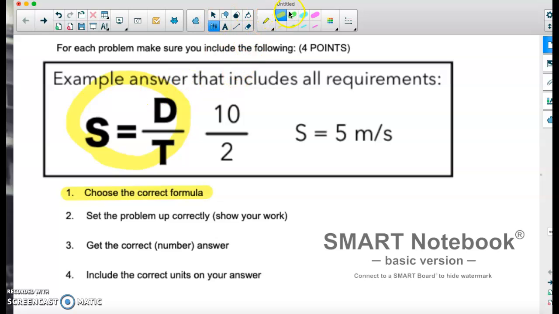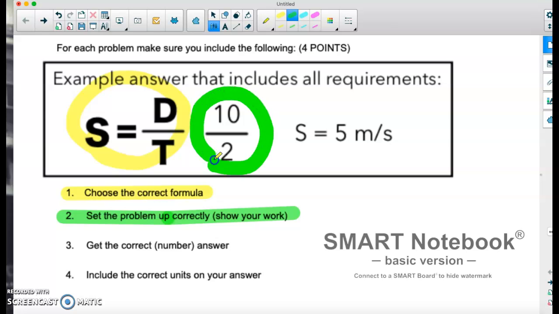That's your first point. Second point is to set the problem up correctly, i.e. show your work. So in the problem, the distance that you were given was 10 meters, feet, miles, inches, whatever, and the speed was 2. Seconds, minutes, hours, days, whatever it was. That's your second point. Your third point is to get the correct number answer.